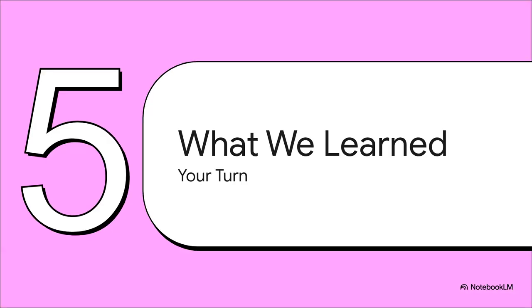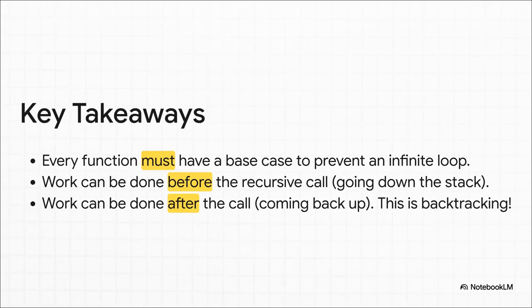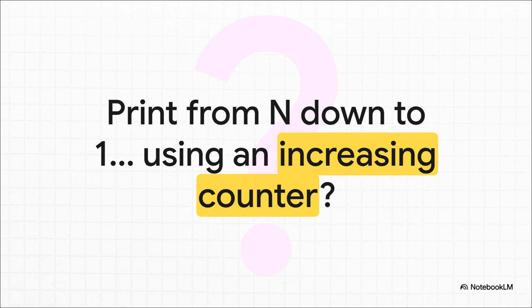So let's just quickly boil this all down to the 2 most important ideas from this explainer, and then I'm going to leave you with a final challenge to try on your own. Okay, first, every single recursive function must have a base case to stop. This is not optional. Without it, you just have an infinite loop. Second, when you do the work is everything. If you do it before the call, things happen sequentially on the way down. But if you do it after the call, well, that's when you unlock the power of backtracking on the way back up. And that brings us to your challenge.